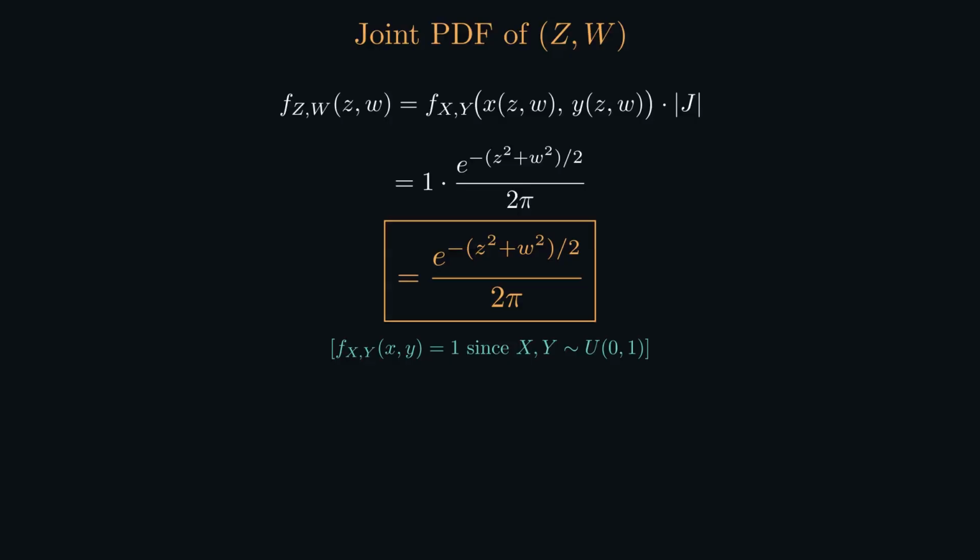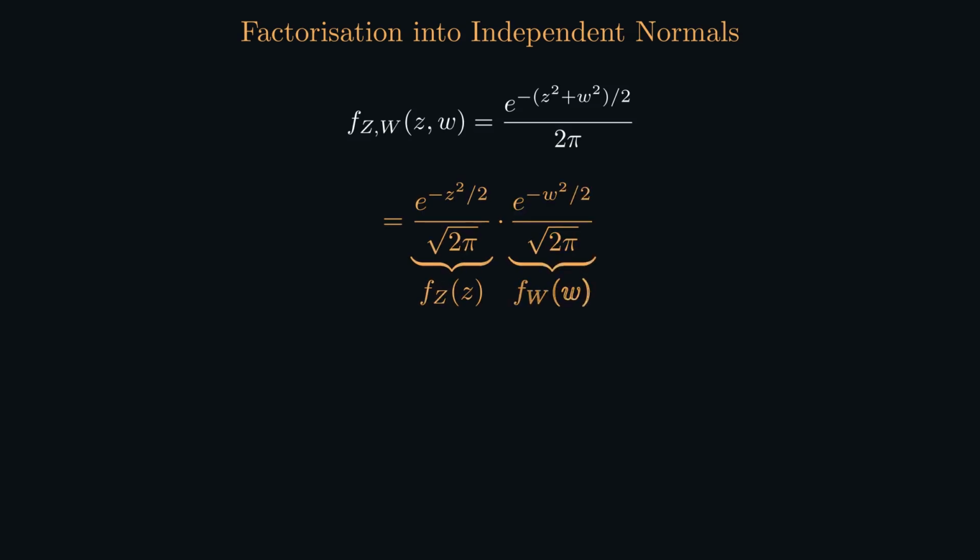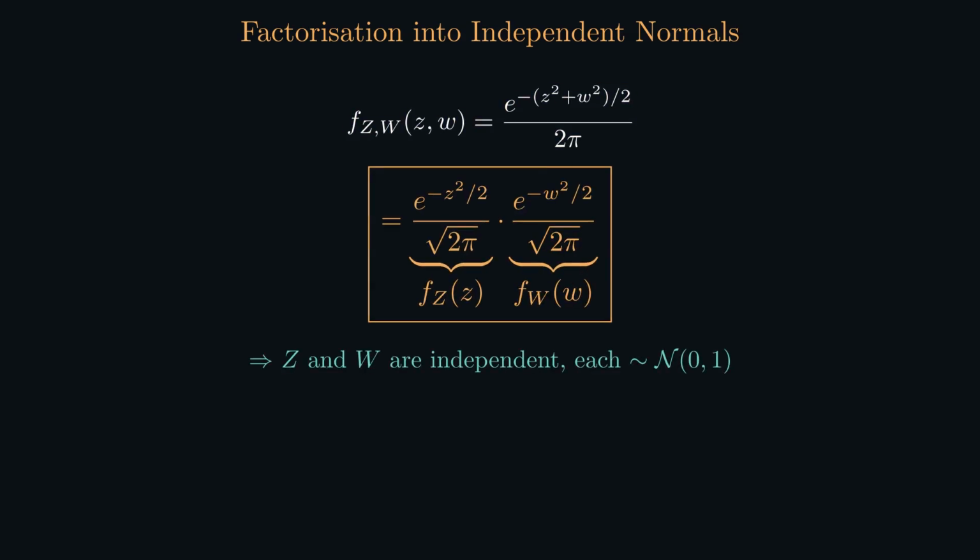Since x and y are independent uniform 0 to 1, their joint density is 1. So the joint density of z and w is 1 over 2 pi times e to the minus (z² + w²) over 2. This factors into two standard normal densities. Z and w are independent, each following a standard normal distribution.